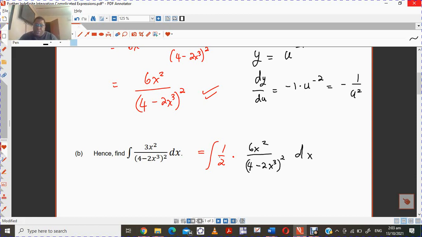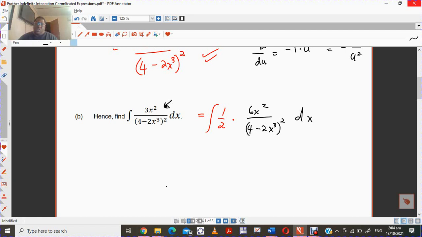Now, if you take out the half, a half times that is basically going to leave us with the same thing that we have here. But the 6x squared over 4 minus 2x cubed raised to the power of 2, that is the antiderivative of the function that we had to find. So from this point on forward, that's where I said you have to know the constant multiple rule. So I can actually take out that half, and this is where it becomes interesting. And then I have 6x squared over 4 minus 2x power 3 all squared dx.